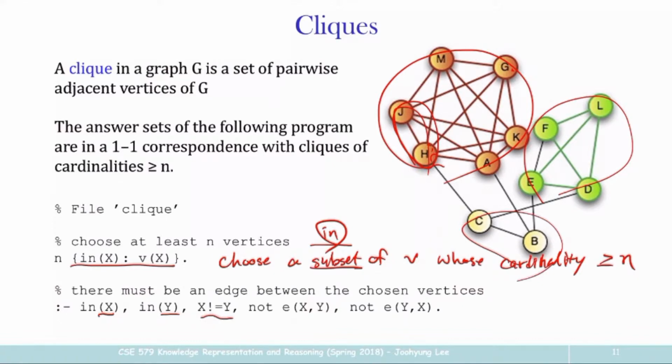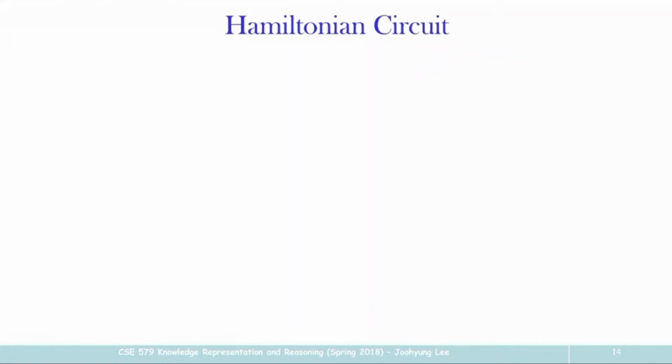Okay? Any question up to this part? Alright, so okay, then let's move on.